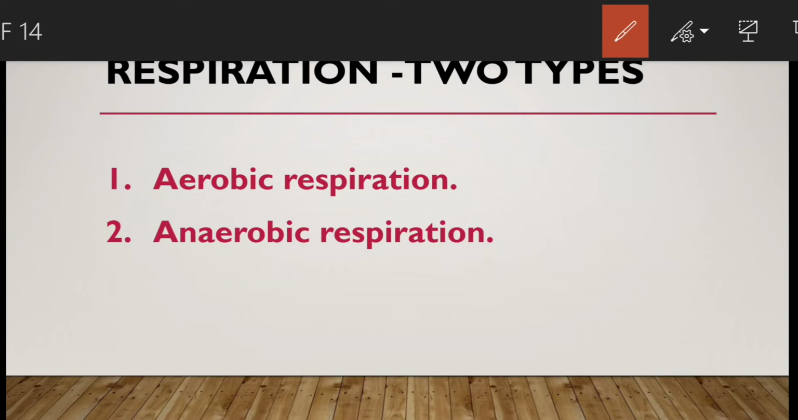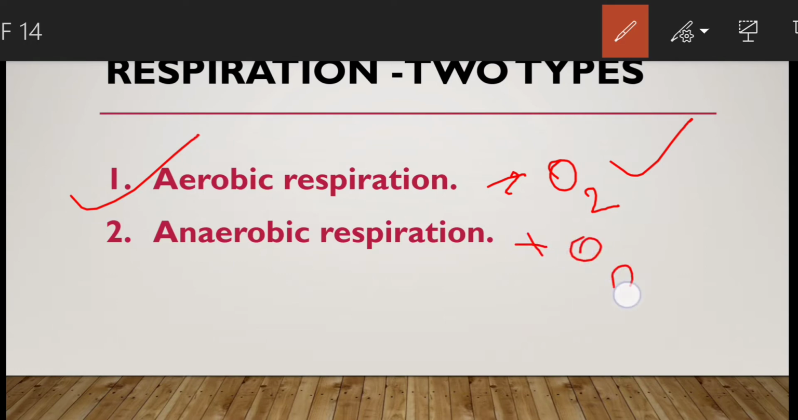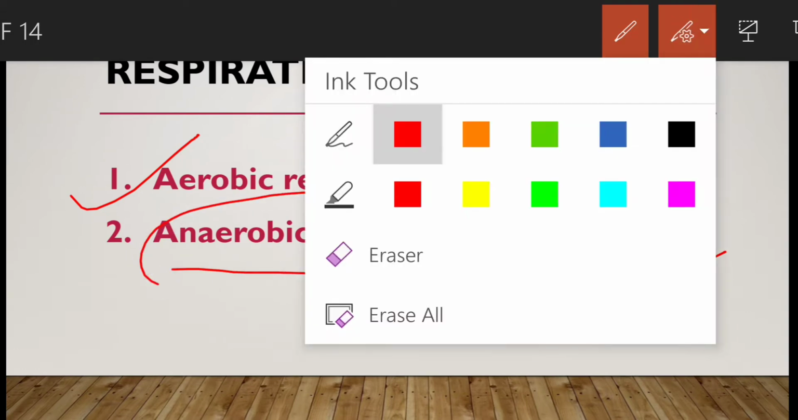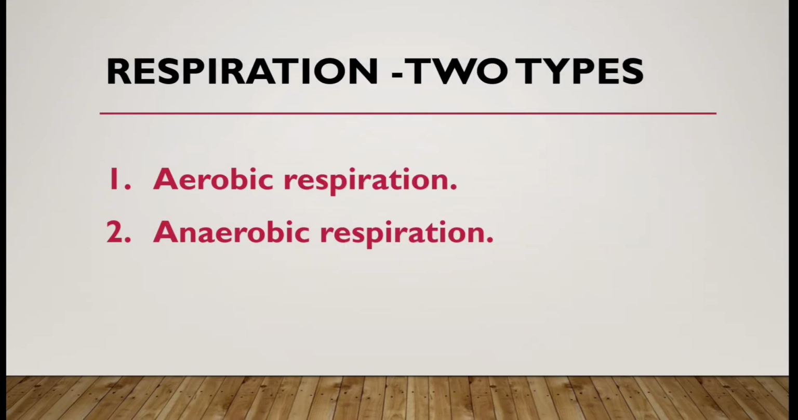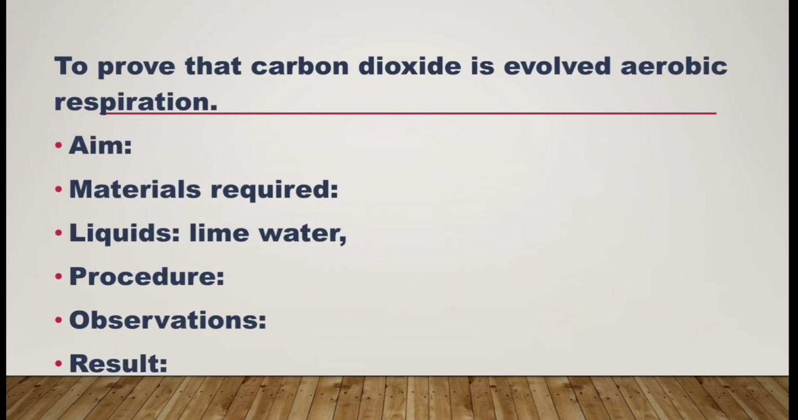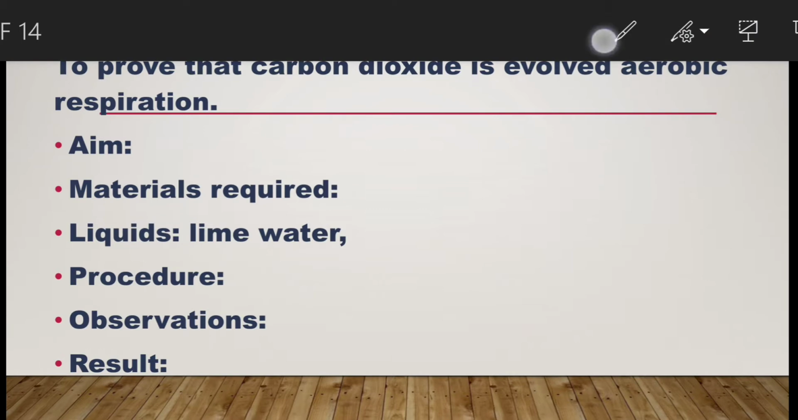But what is aerobic and what is anaerobic respiration? Respiration carried out in the presence of oxygen is called aerobic respiration. Respiration carried out in the absence of oxygen is called anaerobic respiration. So first we should move on to the first experiment: how can we prove that carbon dioxide is evolved during aerobic respiration?